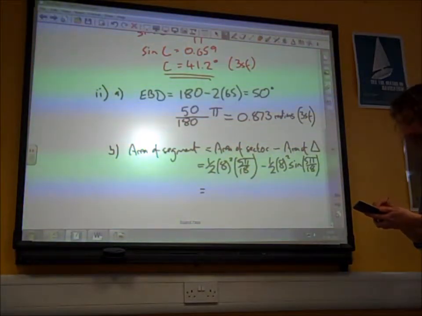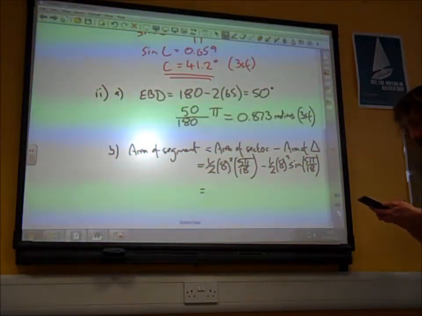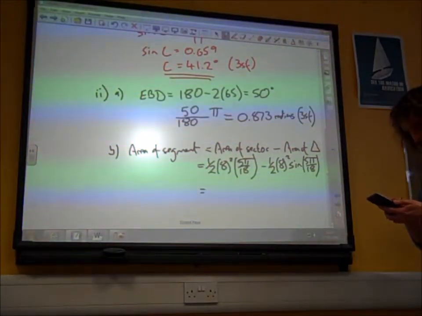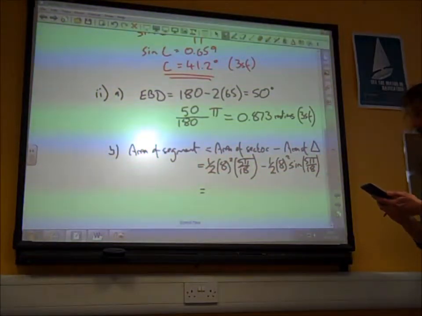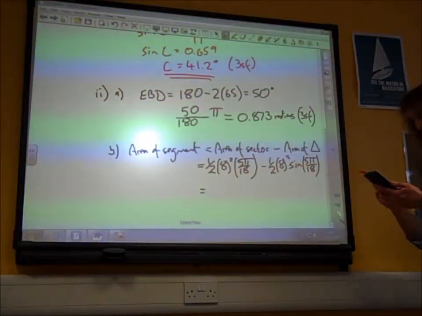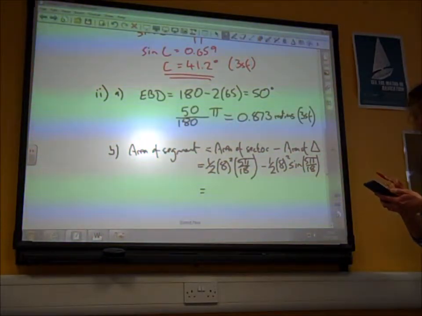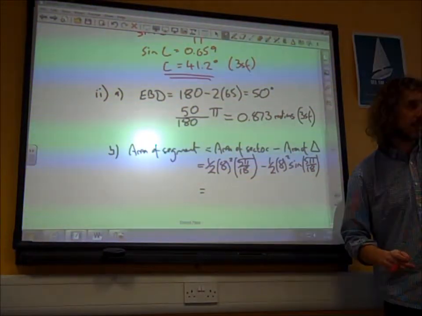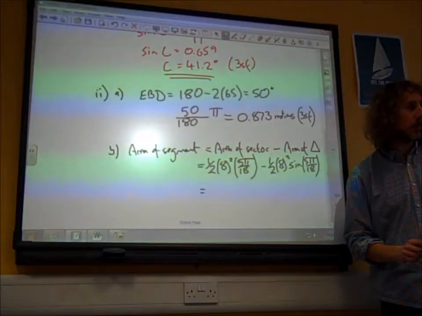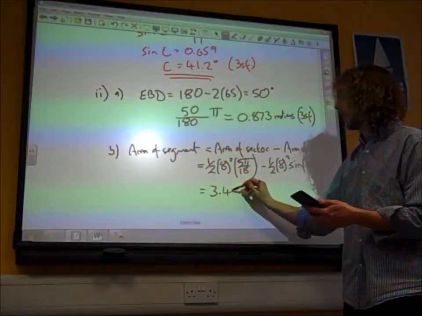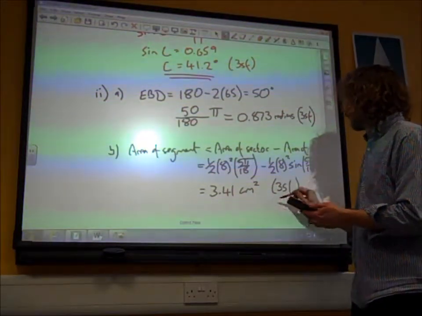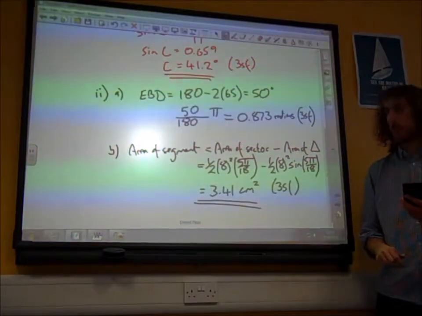A half times 8 squared times 5 pi over 18, take away a half times 8 squared times sine of 50, because I'm in degrees mode, close the brackets. Right, what did you get? 3.41 square centimetres. There is your answer to 3 significant figures.